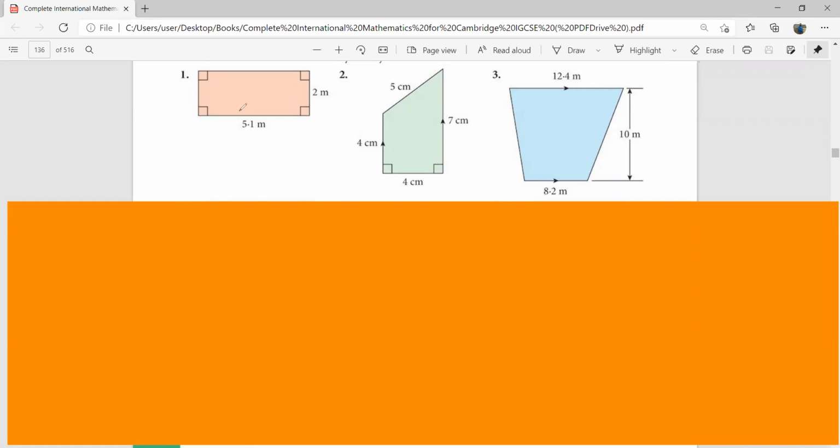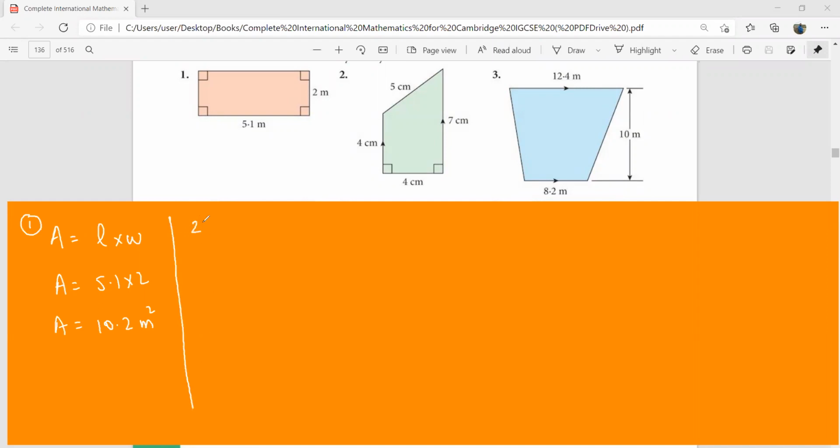The first shape over here is a rectangle. The area of a rectangle is length times width. So this is 5.1 times 2, which is 10.2 meters square. Never forget to write the units if the units are given. So that was the first question's answer. You can keep checking your answers.